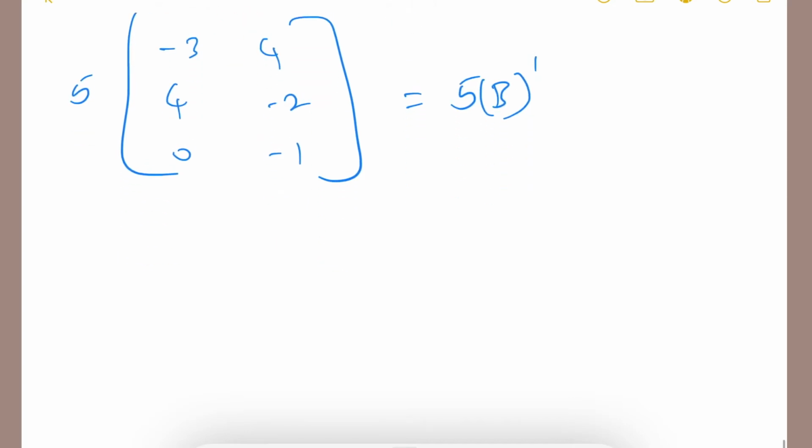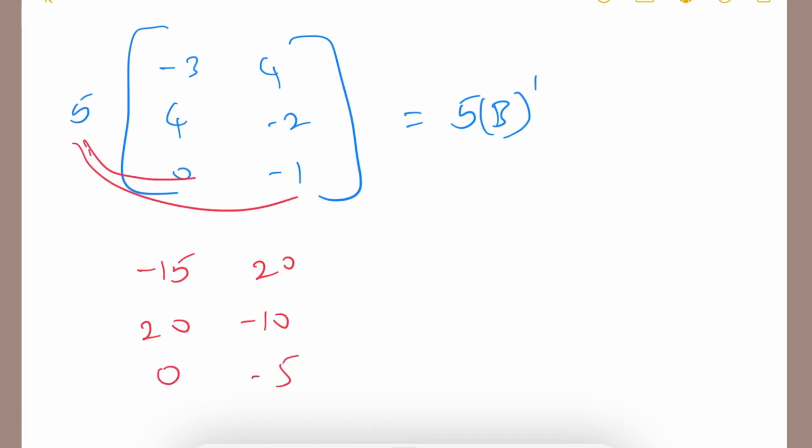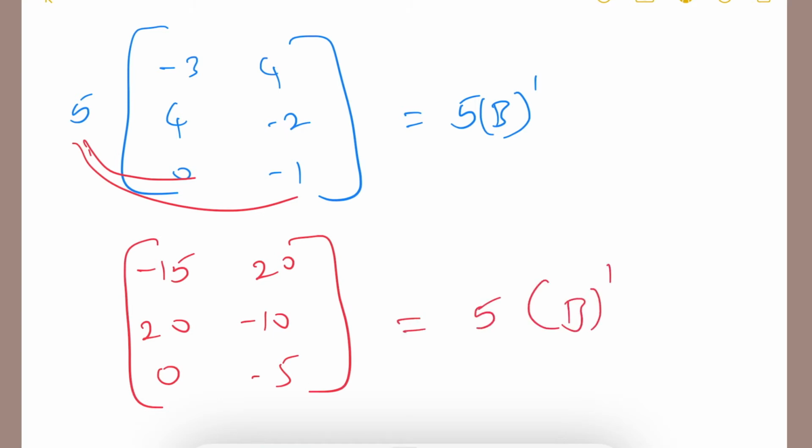Okay. Now again, the outside number we need to multiply with each and every element. 5 into -3, 5 into 4: 5 into -3 is -15, 5 fours are 20. Next, the second row: 5 into 4, 5 into -2: 5 fours are 20, 5 into -2 is -10. The same way with the third row also, 5 into 0, 5 into -1: 5 into 0 is 0, 5 into -1 is -5. This is the value of 5 times B transpose.